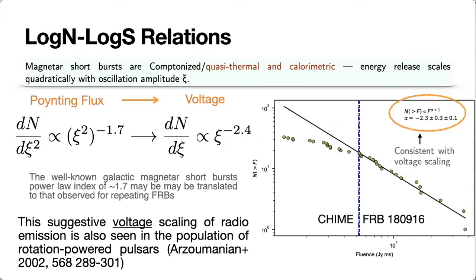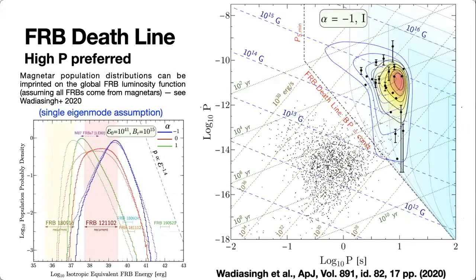Moreover, the universal power law of -1.7, which is well known in the Magnetar community, can be interpreted as a Poynting flux scaling, which may be mapped to the event size distribution of FRBs. This mapping suggests the voltage scaling of FRBs, similar to what is seen in pulsars. This also implies the efficiency of FRB radio emission is not fixed, but is higher at lower energies. We can also generate luminosity functions from the scaling with some simplistic assumptions and parameter choices.